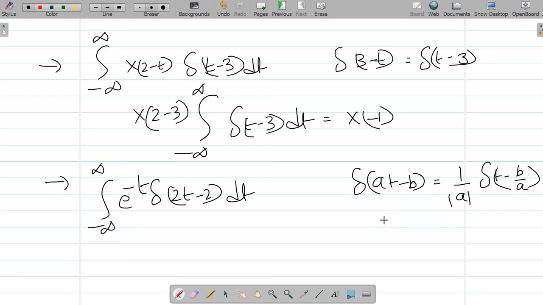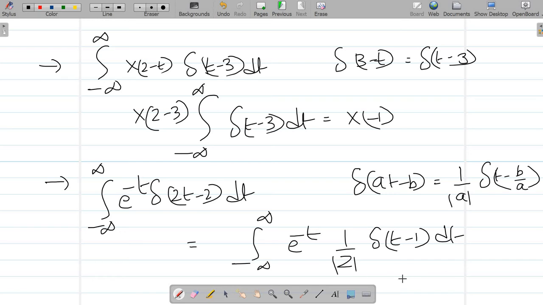So one of the properties of the impulse function, we can actually write it like this, and when you apply it here, this becomes the integral from minus infinity to plus infinity of e to the power of minus t times 1 by magnitude of 2 delta of t minus 1. 2 by 2, so it is 1. Now it is very simple to evaluate. So the answer you can very easily see is e to the power minus 1. So this is your answer for this problem.